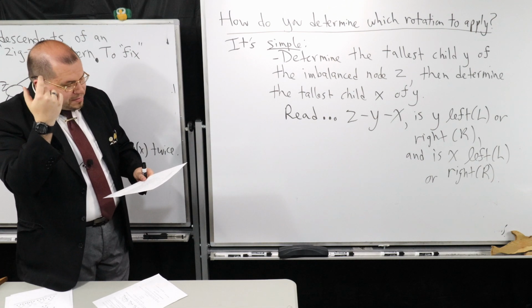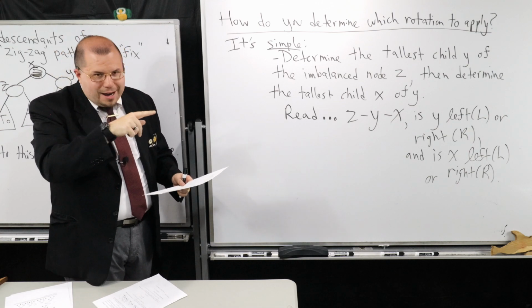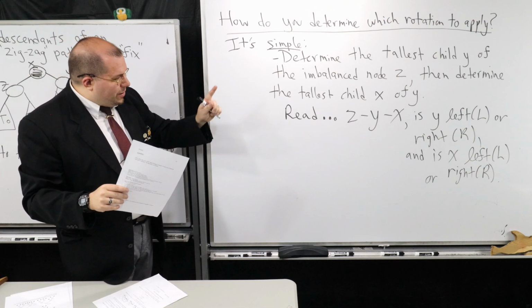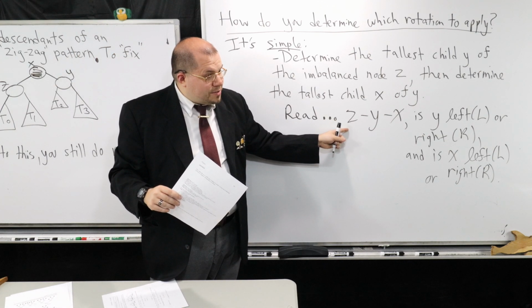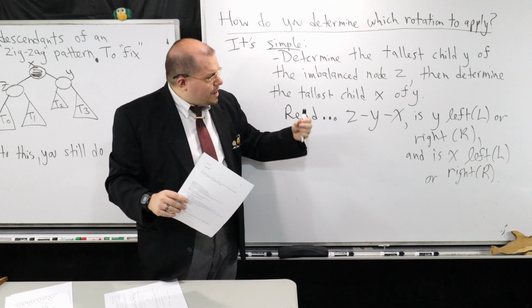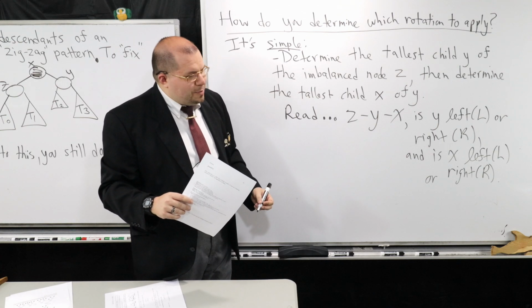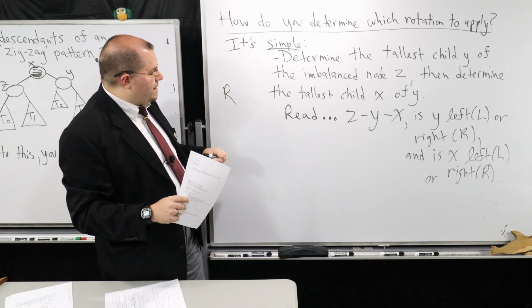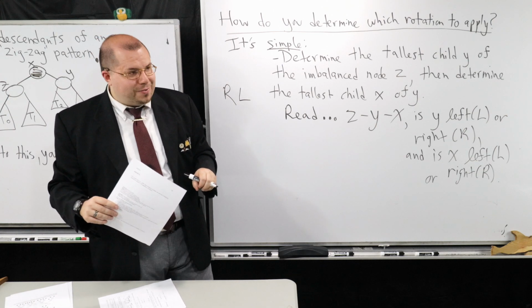So for example, if I'm reading off z, y, and x and I find out if it's on the left or on the right, I just read it in order starting from z. Let's say z's tallest child is on the right, that's y. Then I figure out, for example, that x is on the left of y. What kind of rotation would I apply there? I'm going to the right to get to y, then I go left to get to x. So I would apply the RL rotation.